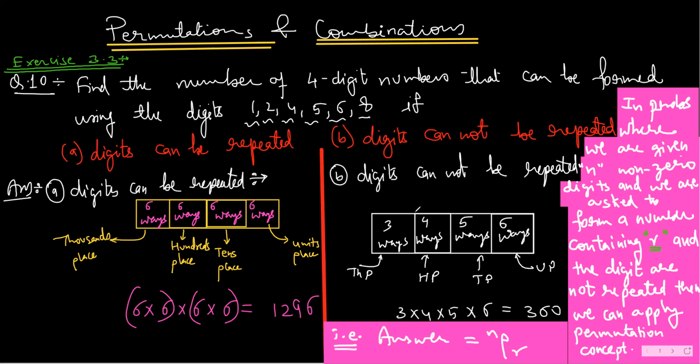And in case there is a 0 digit, then what will you do? You will first make sure that this place is non-zero, and then find out the number of ways it can be done. Once this is done, for the rest you can apply permutation because the repetition of digits is not there. I hope you all followed this.